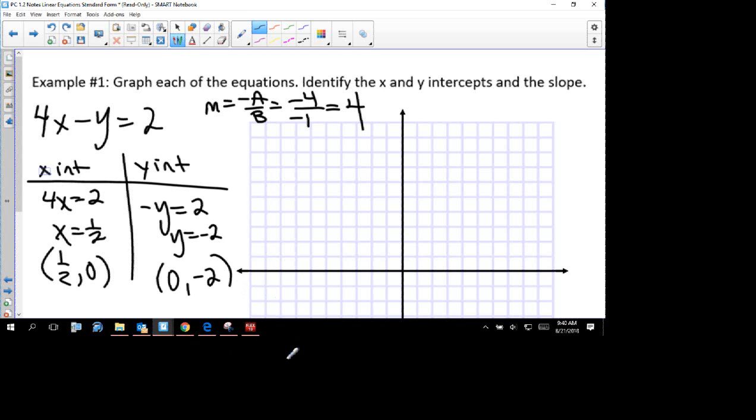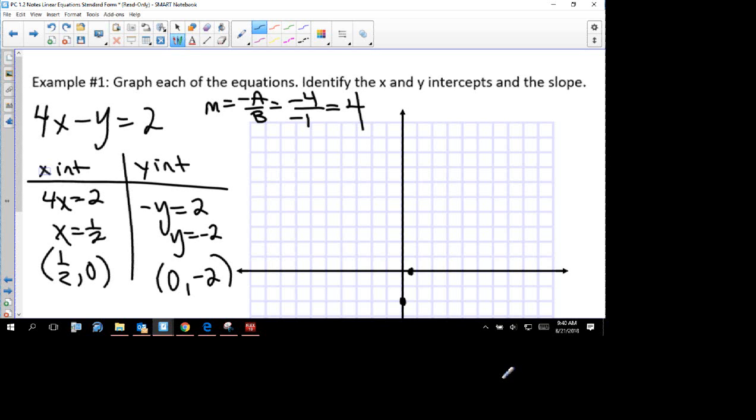So I'm going to plot a half, 0, but that's a fraction. I'm not very accurate. Plot 0, -2. If I connect these and my line is just off a little bit, like all the way at the edges, the dots are going to be like way off. So I feel like I need some more ordered pairs.